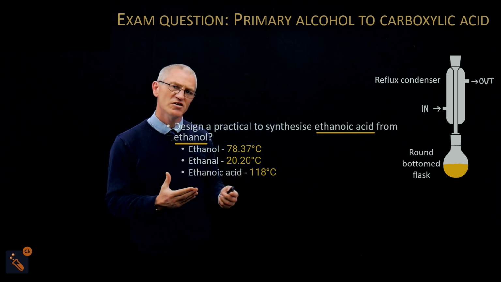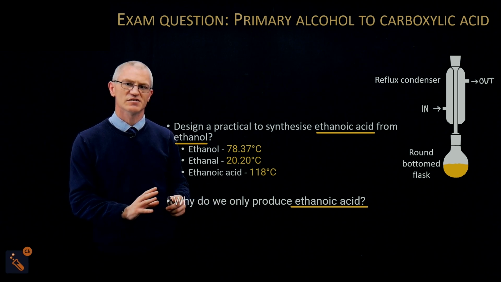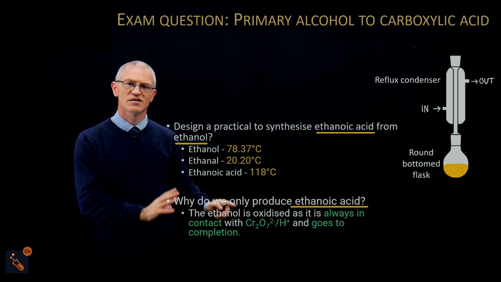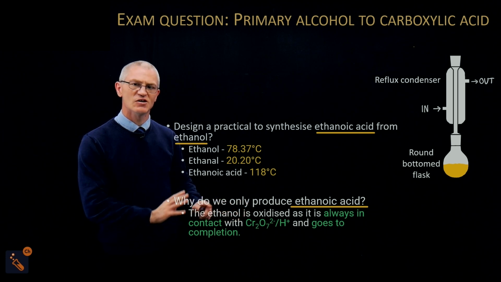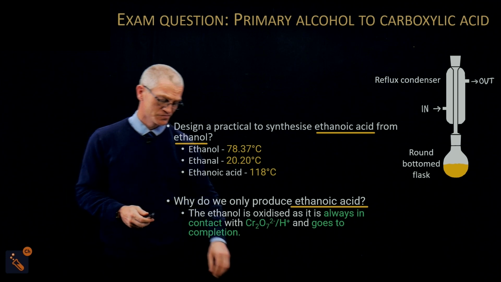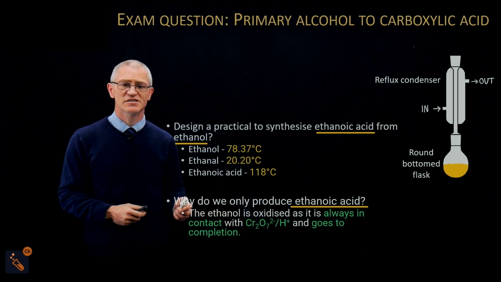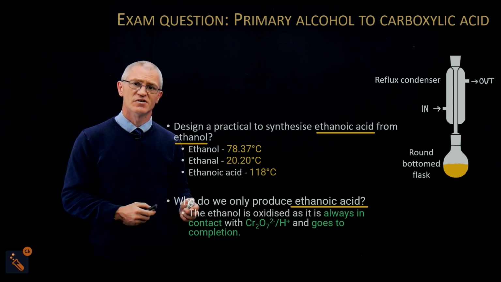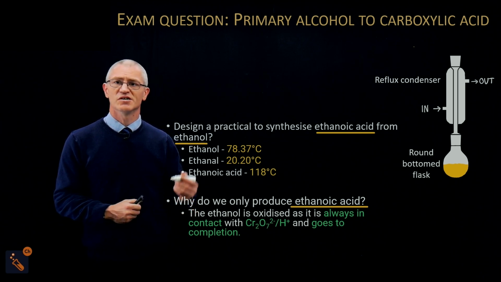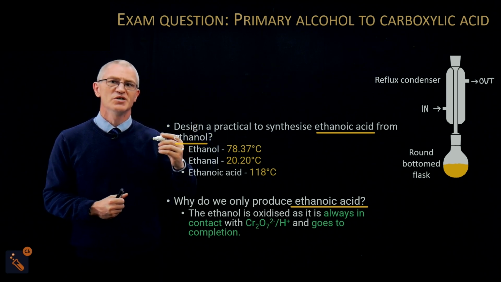Okay, and it's worth just going over again that kind of exam question. Why do we only produce the ethanoic acid? Well, it's because it always stays in contact, as I said. It always stays in contact with the oxidizing agent. And so the whole thing goes to completion. So if that is the case, also in these kind of questions, they want you to draw that equation. So let's draw that equation again. If you can draw it first, draw it before me.